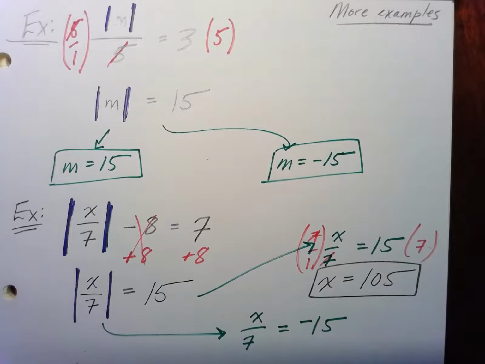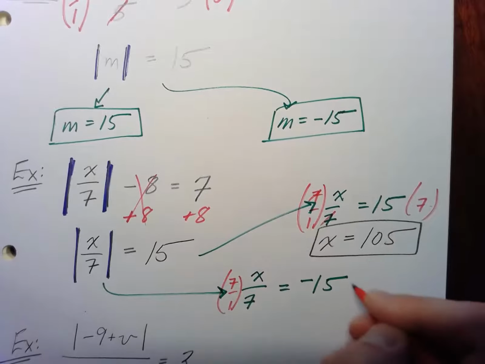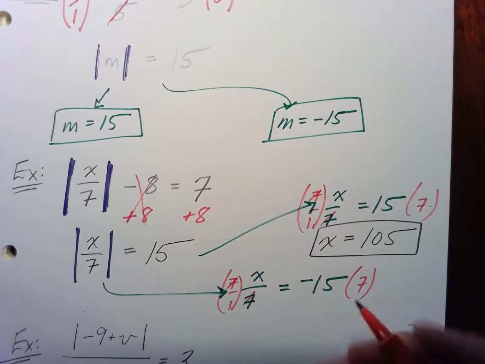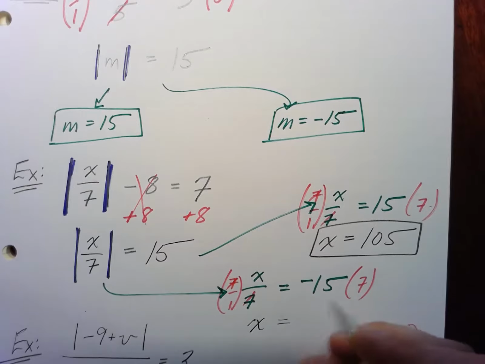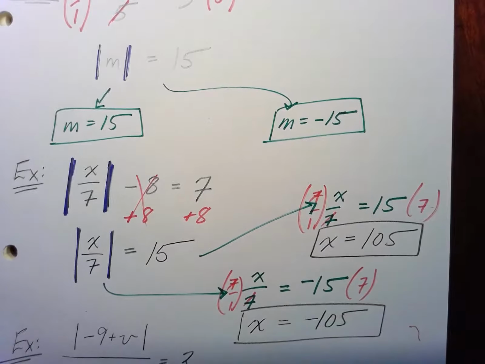That's an answer. Down here, I still need to multiply by 7. These are still going to cancel, and so here I have x equals, and then this is the same multiplication, but it's just minus 105. Negative 105 right there.